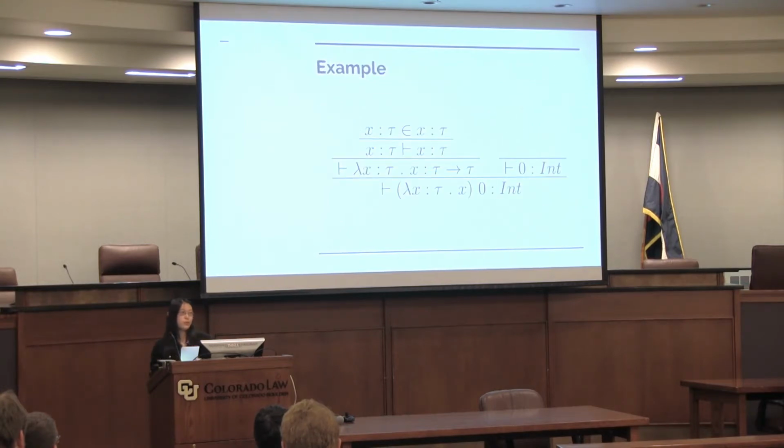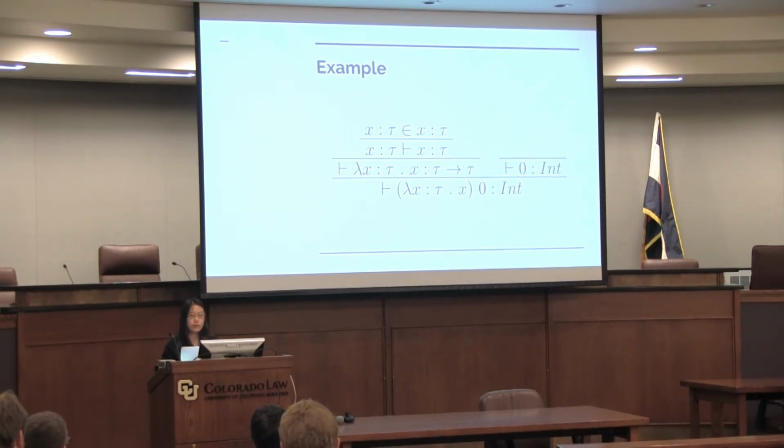OK, so how do we use these rules to actually prove the type of an expression? For simplicity, I added built-in natural numbers and a built-in type integer to the lambda calculus. So starting from the bottom up again, what we want to show is that the identity function applied to 0 has type int. And to do this, we apply the application rule.